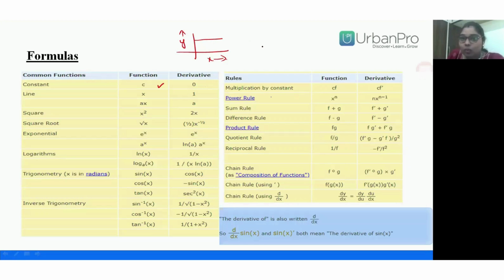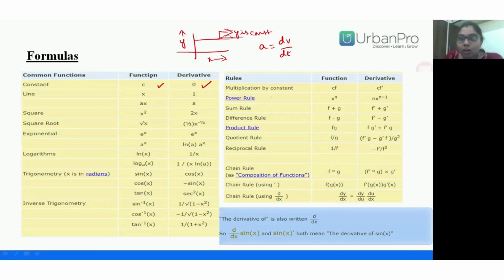According to us, what is acceleration? Change in velocity with respect to time. So it should change. But if the function is constant, it means it is parallel to the x-axis. It means the y value is constant. If that is not changing, then the differentiation will be 0. And that's why we have the formula 0.